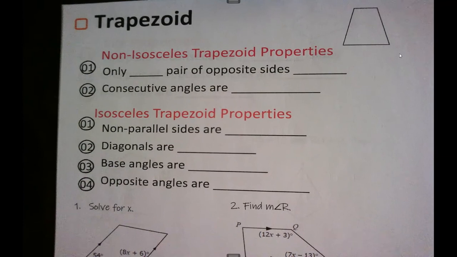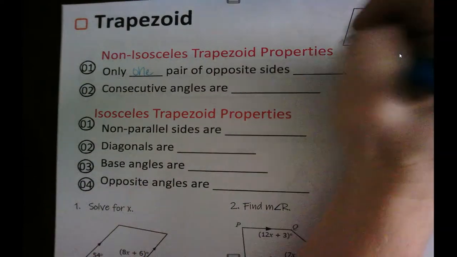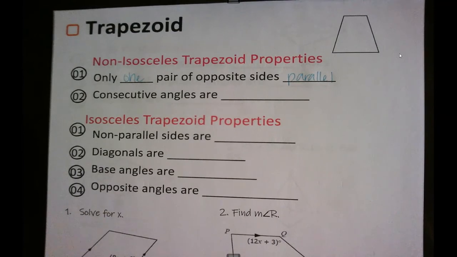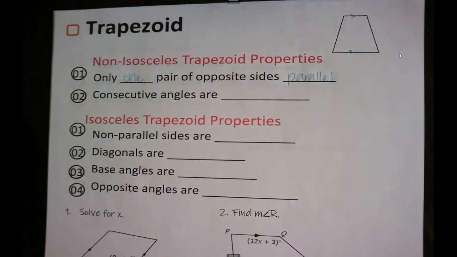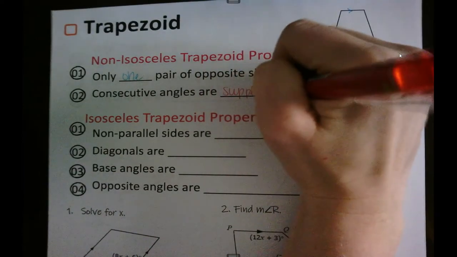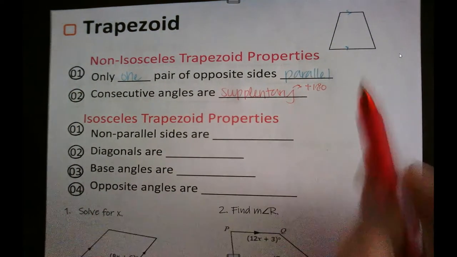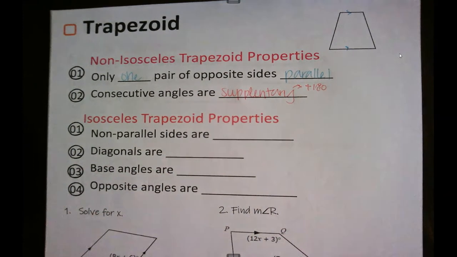So let's talk about a non-isosceles trapezoid. That's going to mean that only one pair of opposite sides are parallel. So these sides are going to be parallel, and our consecutive angles are going to be supplementary, meaning they add to 180. Remember, the consecutive ones mean the ones that are on the same side.